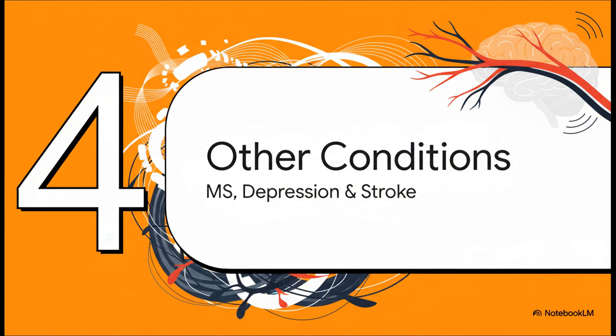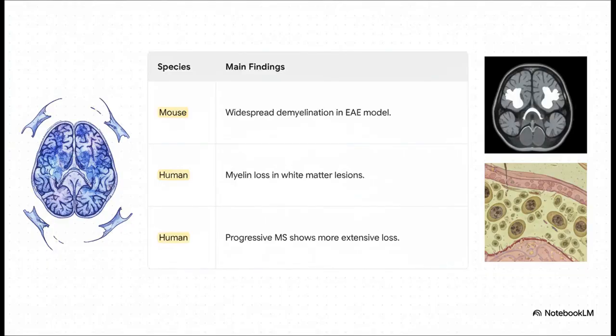The impact of myelin pathology extends well beyond aging and Alzheimer's. So let's briefly examine its involvement in multiple sclerosis, major depression, schizophrenia, and ischemic stroke. Multiple sclerosis is, of course, the canonical demyelinating disease of the central nervous system. This pathology is recapitulated in experimental autoimmune encephalomyelitis, or EAE, which is the principal animal model used to study MS.